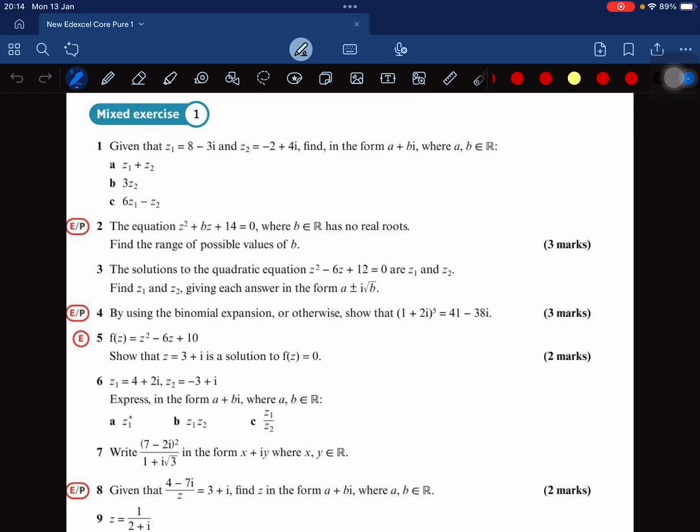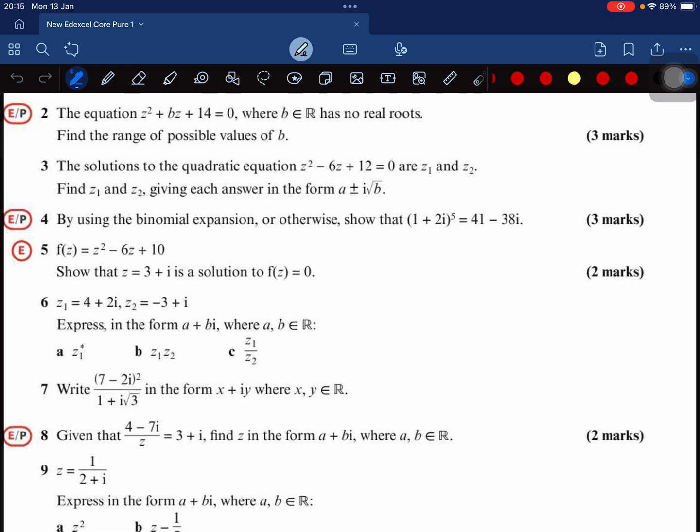So this is the core math of Edexcel A level further math, chapter 1, complex numbers. This is the solution for the mixed exercise with the flag questions. So I'll start with number 2.